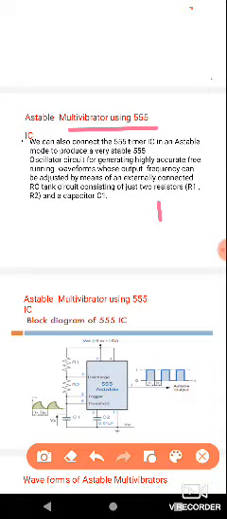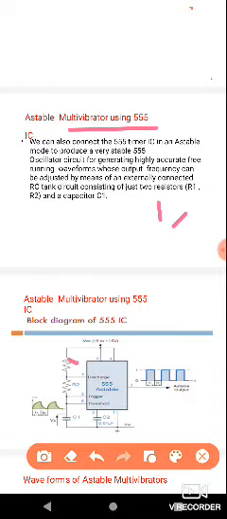it will generate highly accurate free running waveforms whose output frequency can be adjusted by means of an externally connected RC circuit. The RC circuit is nothing but resistor and capacitor. The RC tank circuit consists of two resistors and a capacitor. The two resistors are R1 and R2, and the capacitor is called C1. The astable multivibrator is generally a highly accurate circuit, and the output frequency can be adjusted by externally connected RC circuits.